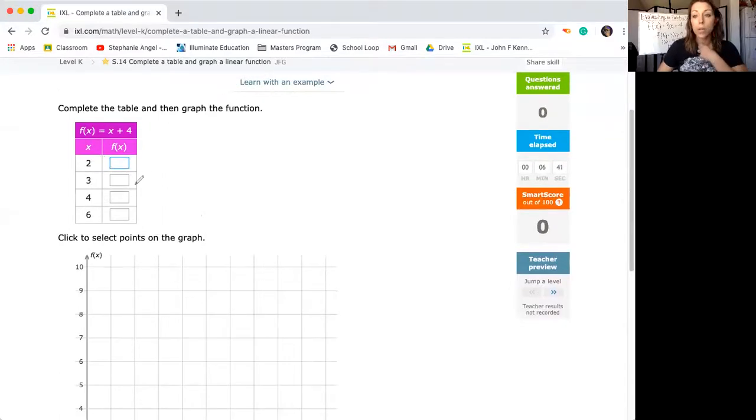So here we go. If I'm doing work on a separate sheet of paper, I'm thinking to myself, I'm going to evaluate function f for these values 2, 3, 4, and 6. So my first step would be, okay, f of 2 is, and then I'm plugging in 2 for x, 2 plus 4. So f of 2 is 6. So I know over here, my first value is going to be 6.